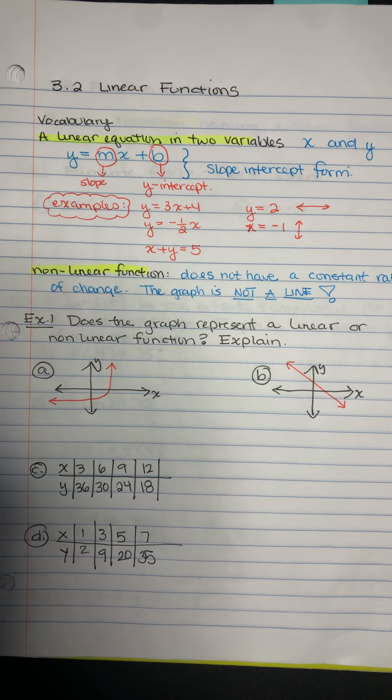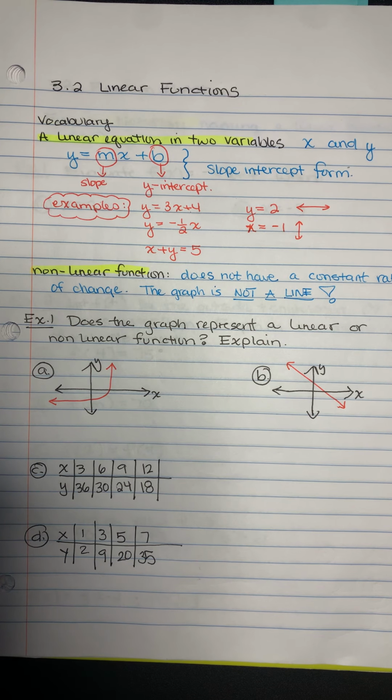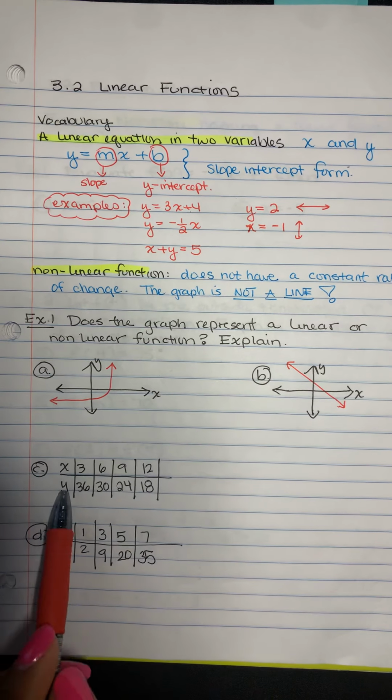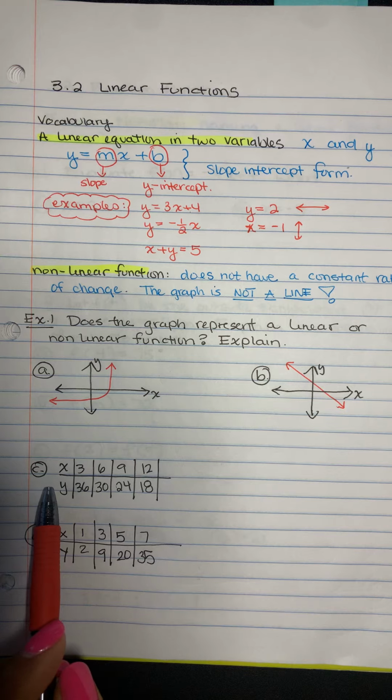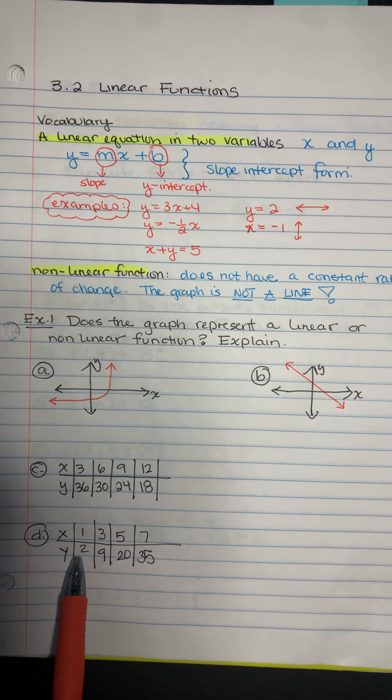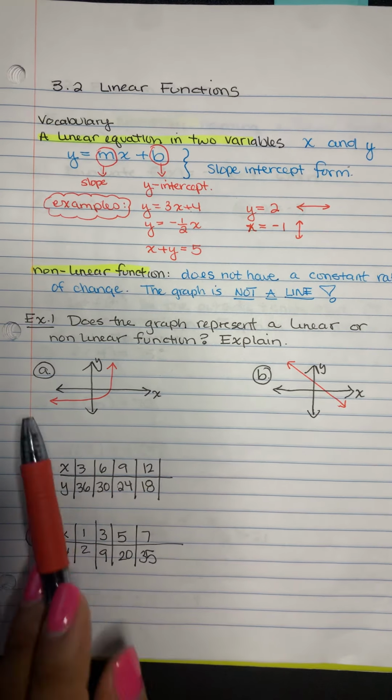What is a nonlinear function? It does not have a constant rate of change. So what does that look like? Graphically, it's not a line. So if you have anything that's curved or, you know, a circle or swirly on a graph, then we don't have a linear function. So that's what we're going to look at in example 1. Does the graph represent a linear or nonlinear function, and explain. If you don't have a graph, then we have some tables, table of values. So we want to be able to look at it and decide if this is going to create a linear function or not.